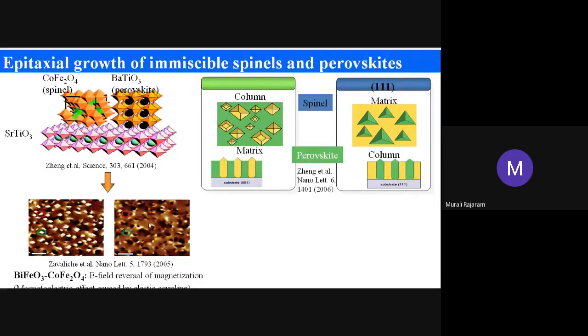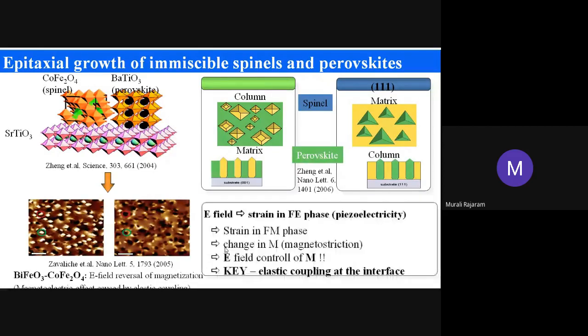So as I said, in this class of materials, bismuth ferrite, cobalt ferrite, they have switched the magnetic polarization by applying an electric field. So this is due to the strain. If you apply an electric field, as bismuth ferrite is a piezoelectric material, that will produce some strain. That strain, as it is coupled with a ferromagnetic material, will induce some strain in the ferromagnetic material, so that will change the magnetization, magnetostriction.